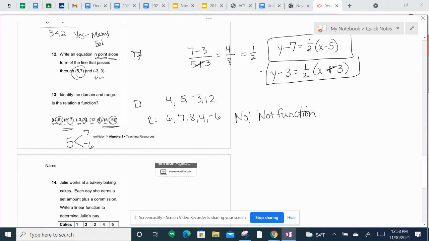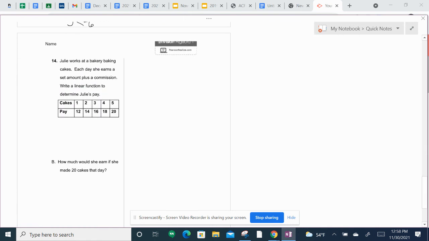All right, last but not least, question number 14 says Julia works at a bakery baking cakes. Each day she earns a set amount plus a commission. Write a linear function to determine Julia's pay. So since it's asking me to write a linear function, that's asking me really to do what we just did on question 12. So we need to figure out the slope and we need a point.